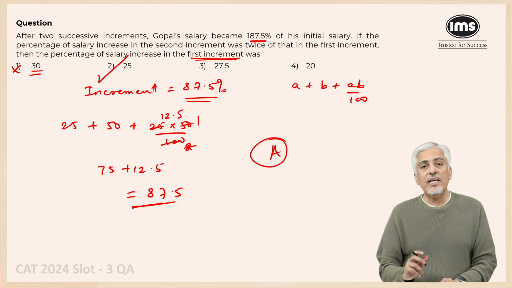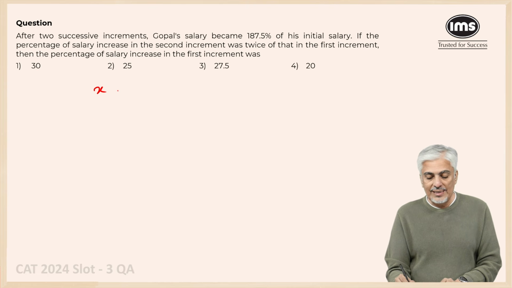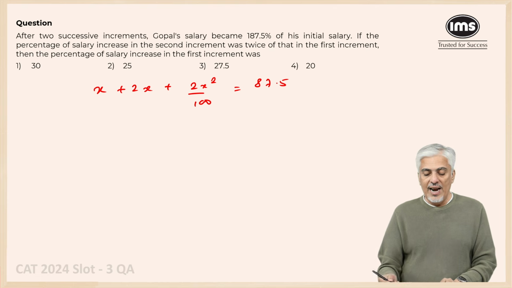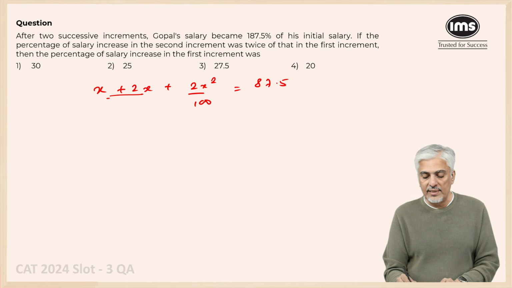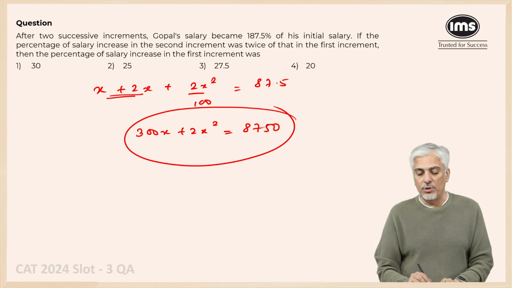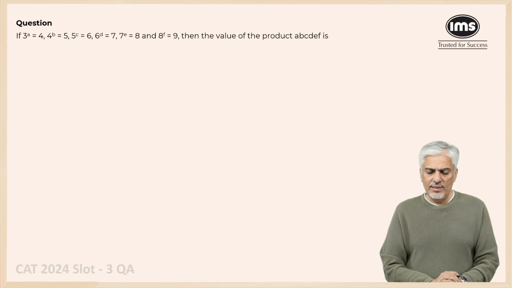Definitely a level A question. If you were doing variable, then what would have happened? You would have to do something of this sort. You would take x plus 2x plus x into 2x square upon 100 was 87.5, and you would get a quadratic equation. So this is 3x into 100, 300x plus 2x square would become 8750, and you would have to solve this quadratic, making it slightly more difficult, and that is why using options was much better, answer being the second option. Let's have a look at the next question.